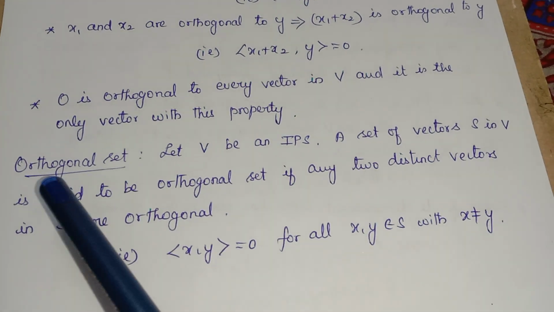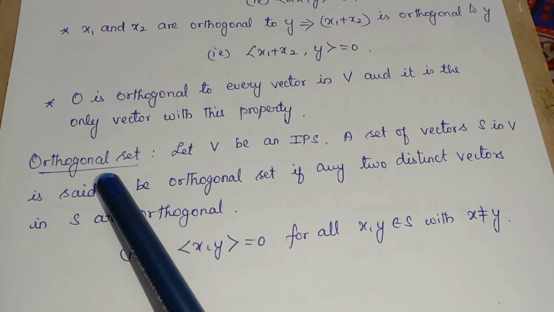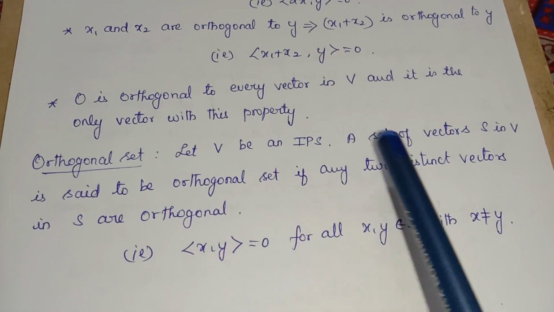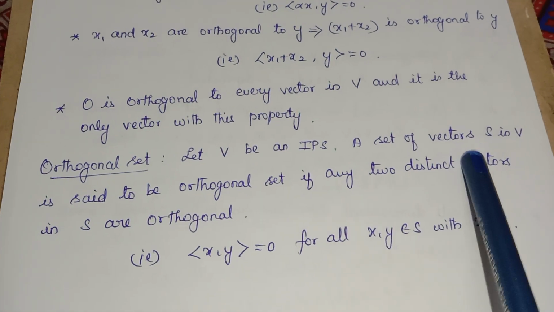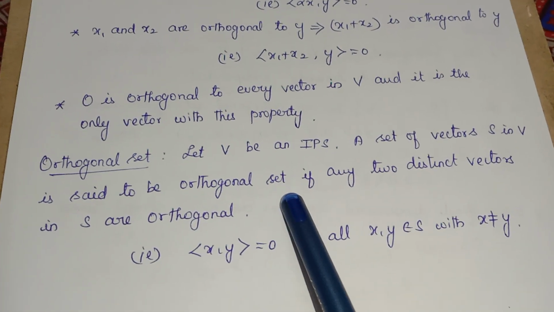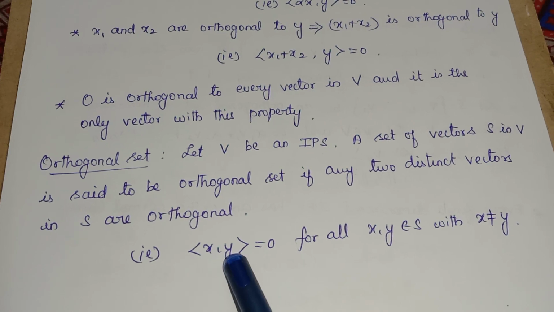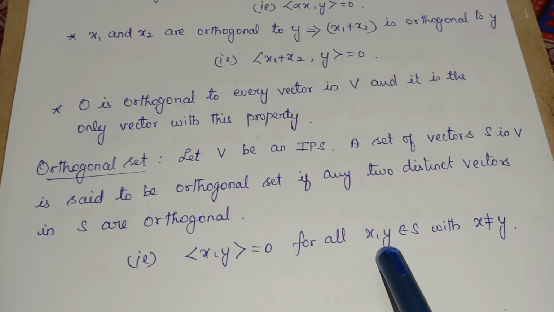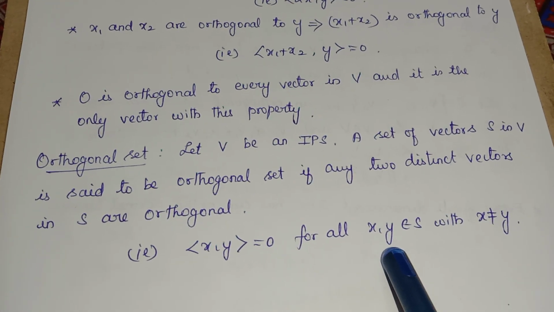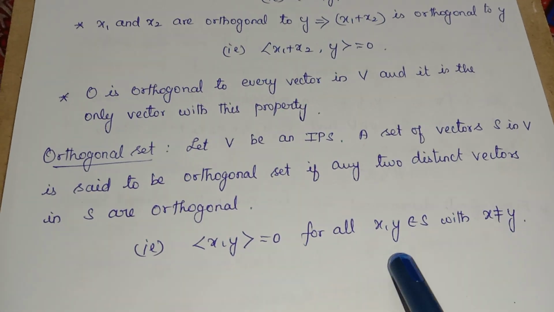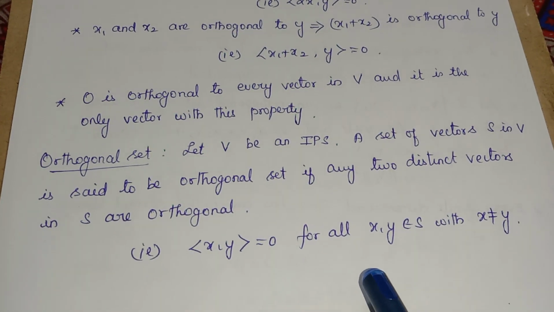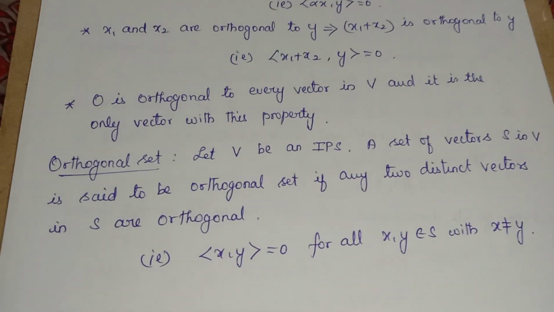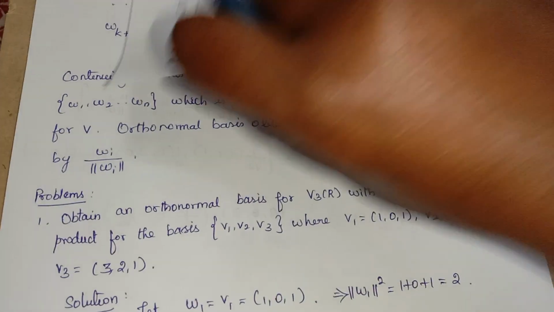Next, let's see what is an orthogonal set. Orthogonal set means first you take an inner product space V and you take a subset S. Then the subset S is said to be orthogonal if any two vectors, arbitrarily taken from S, are orthogonal. Otherwise, how can we say it? Any two vectors of S are mutually orthogonal. Whatever pair of vectors you take from S, they will be orthogonal. Such a set is called an orthogonal set.